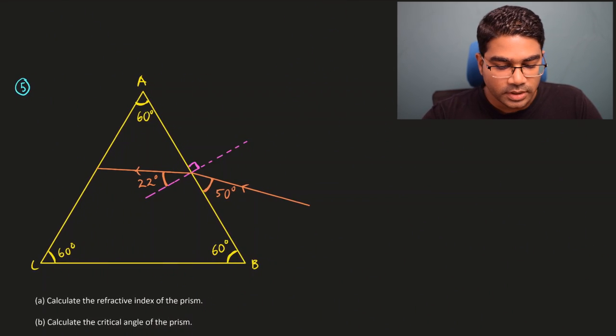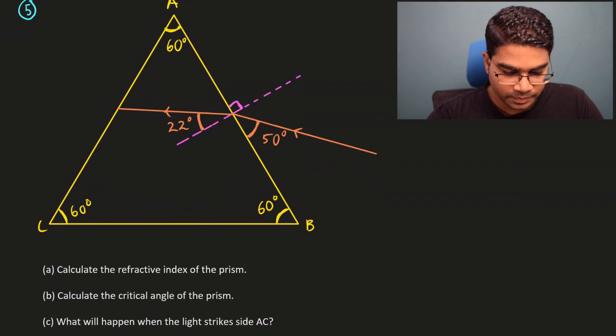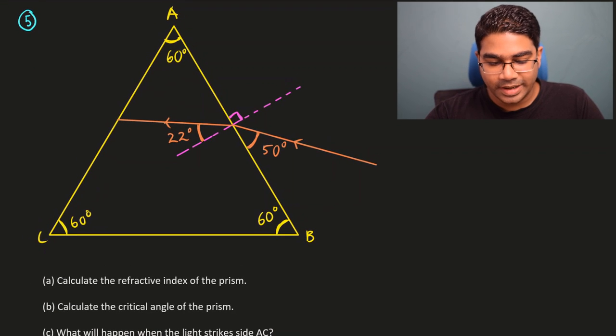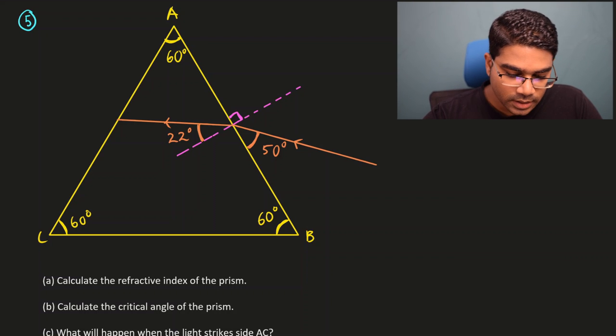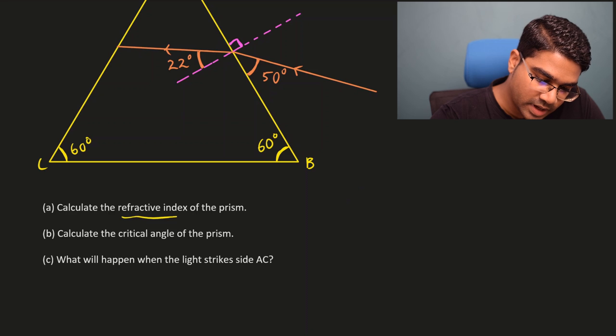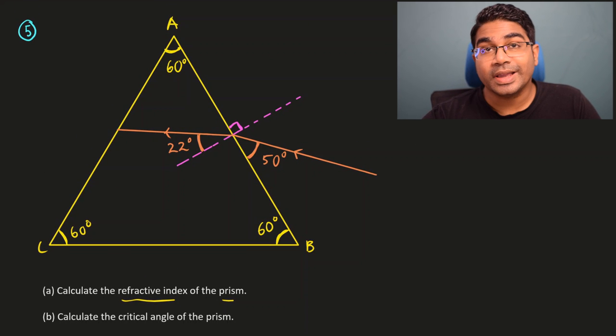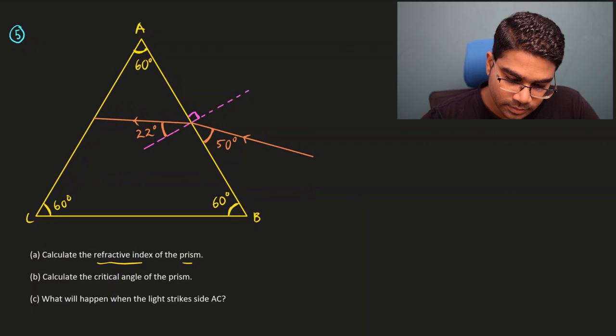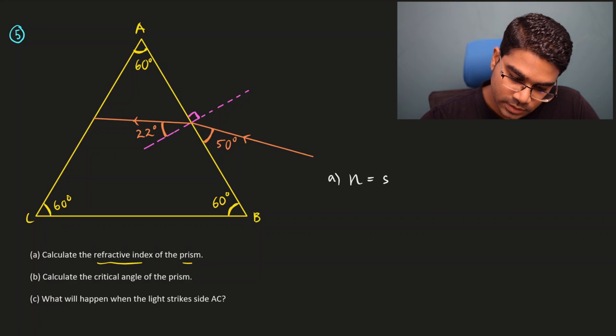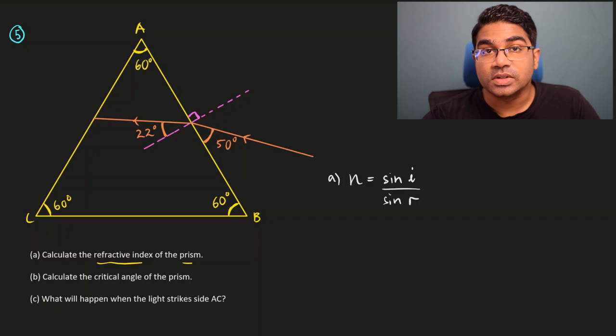Next, let's look at refractive index as well as total internal reflection. Let's look at this prism here. We can see light going into the prism. The angle given here is 50 degrees and 22 degrees. Now calculate the refractive index of the prism. When we are calculating the refractive index, we have to use the formula: refractive index n is equal to sine of incident angle over sine of refracted angle, sine i over sine r.